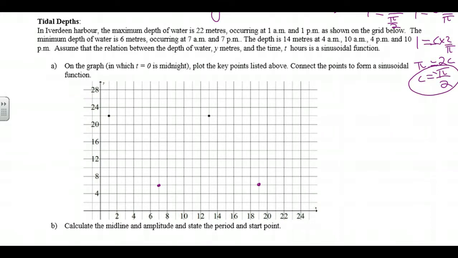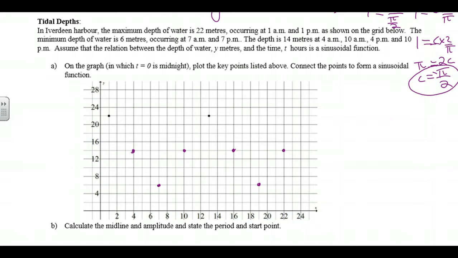It's all complicated. Okay, I actually know that 7 is, because my watch is set for 24-hour clock. So right now it's 14:54. The depth is 14 meters at 4 a.m., 10 a.m., 4 p.m., I'm going to spare you calculating it, that's 16, and 10 p.m., that's 22.